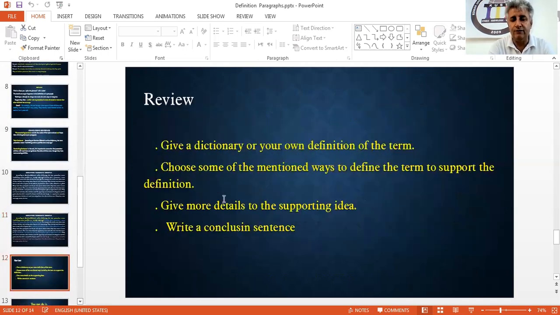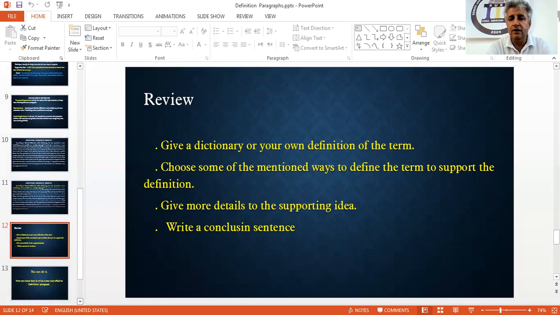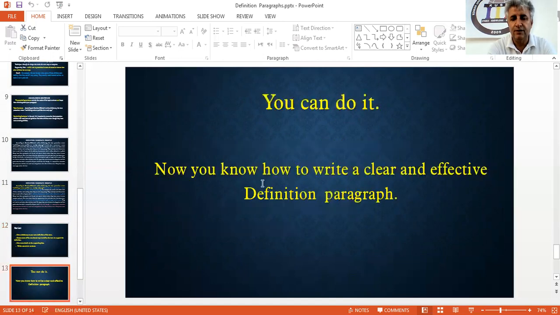Let's review what we have already studied. So in order to write a definition paragraph, you might give a dictionary or your own definition of the term, choose some of the mentioned ways to define the term to support a definition, and then give more details to your supporting ideas. And finally, you write a conclusion. The conclusion should include the main idea in the topic sentence. You can do it. Now, you know how to write a clear and effective definition paragraph.